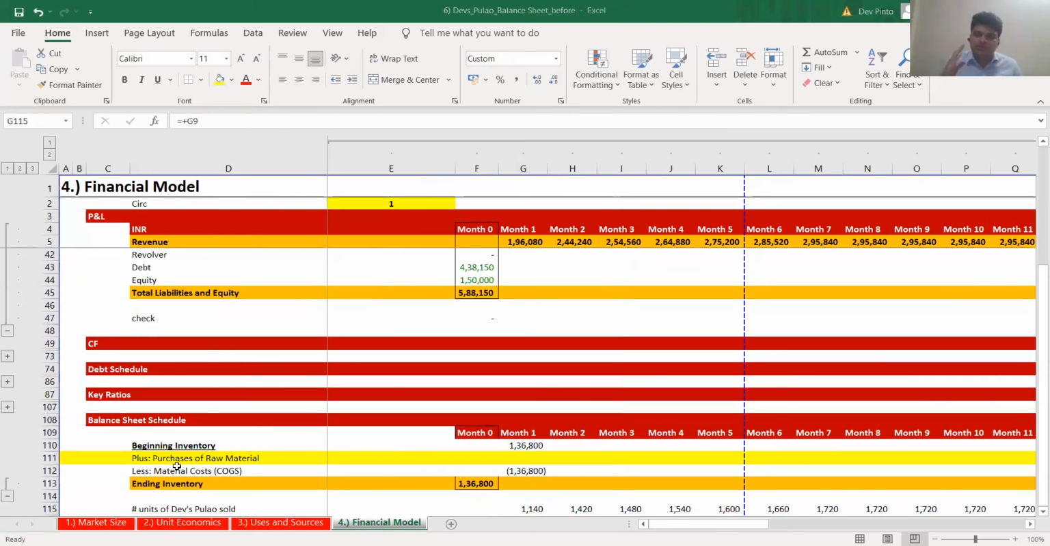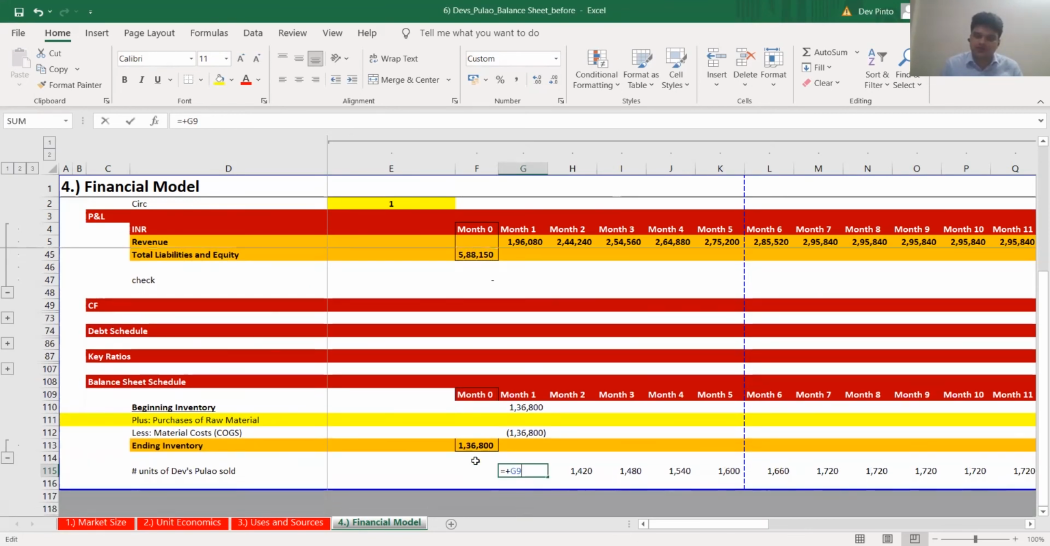When I am at the end of month 1, and I've sold 1140 units of Dave's Pulao, I will have some sort of estimate for how much I'm going to sell next month, but I don't know what that number is exactly. I don't know that I'm going to be able to sell 1420 units of Dave's Pulao. Say I will have a budget that should be around this number. Let's just say I expect to sell 1420 units of Dave's Pulao next month, but that of course could vary.